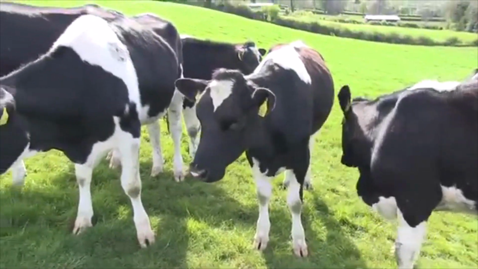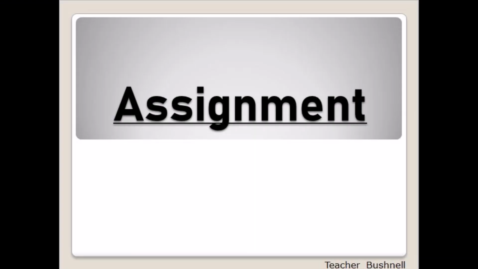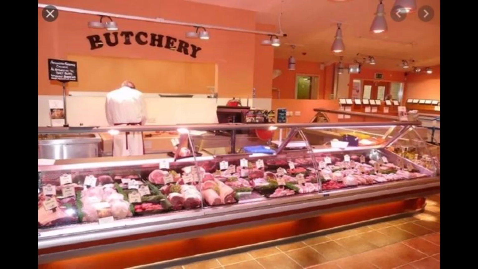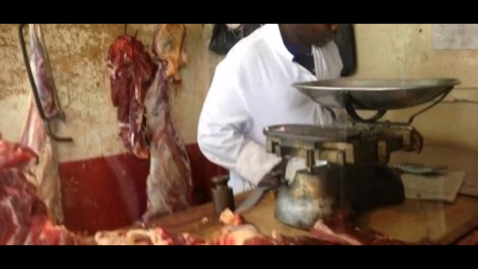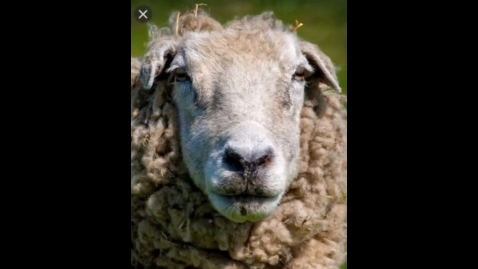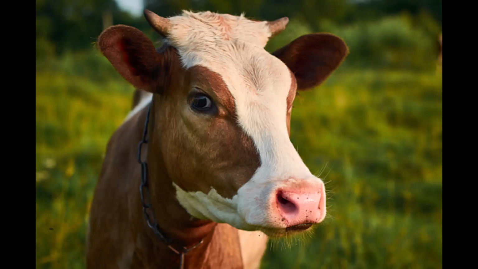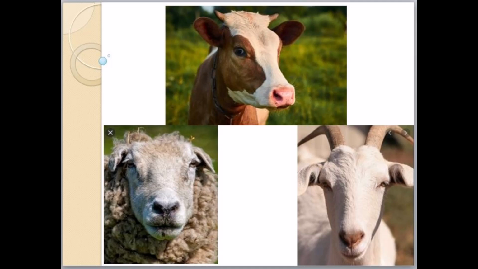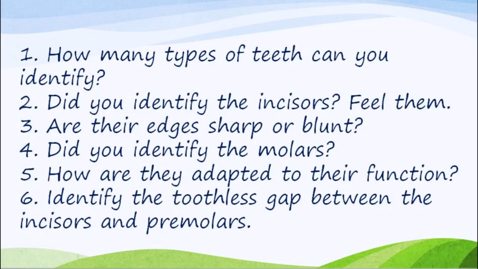Learner, I would like you to do the following assignment. With your parent, you need to visit a butchery. Ask the butcher to show you the head of a goat, sheep, or cow. Open its mouth wide and observe the teeth. Try to identify the teeth. How many types of teeth can you identify? List them down.